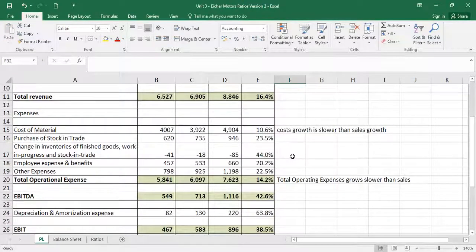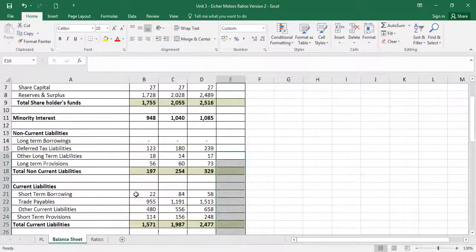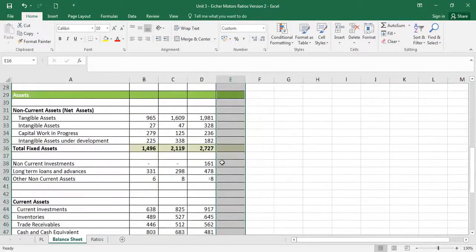It gives us a couple of ideas: that costs are not keeping pace with sales, but at the same time there seems to have been some capital expenditure. That should also be evident in our asset scenario. So if you look at tangible assets here, there is a significant jump in tangible assets, right? So 1496 total fixed assets has almost gone up by 100% to become 2727, right?